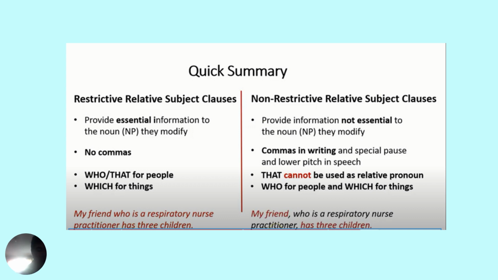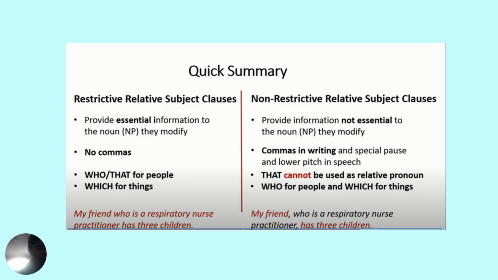Non-restrictive clauses don't provide essential information to the noun they modify; the pronoun is used for adding extra information after the noun. Non-restrictive relative subject clauses use commas in writing, and especially pauses in speech. In speaking, we can never use that in non-restrictive subject clauses. We can only use who for people and which for things. So let's look at the example here. This is a restrictive relative subject clause.